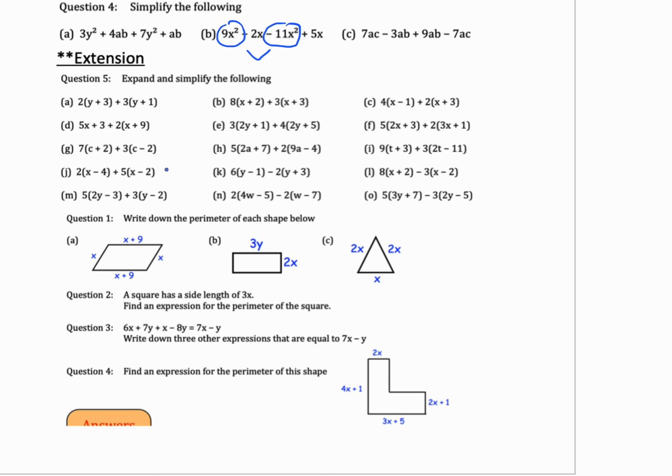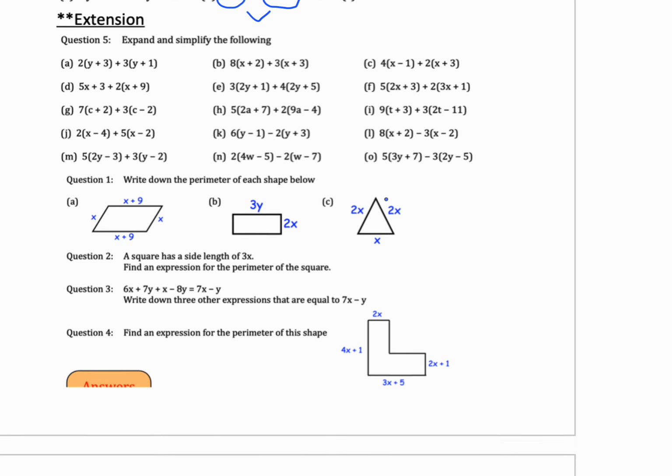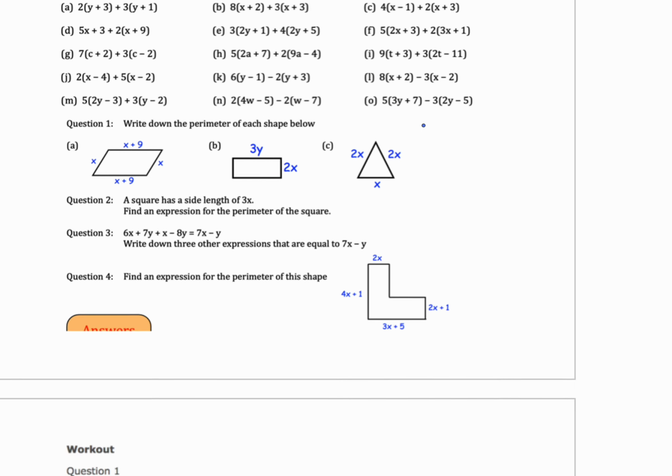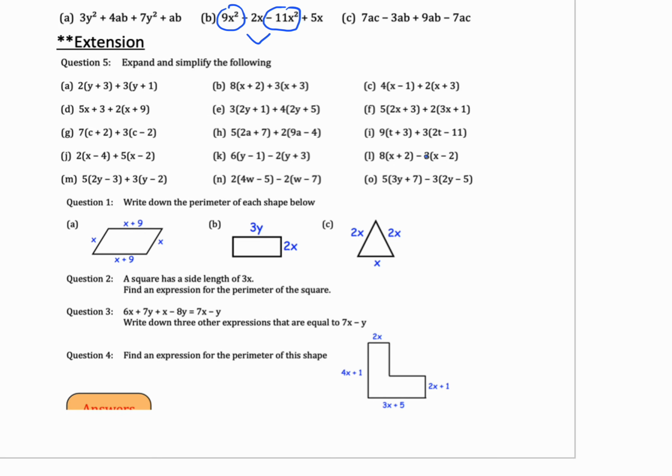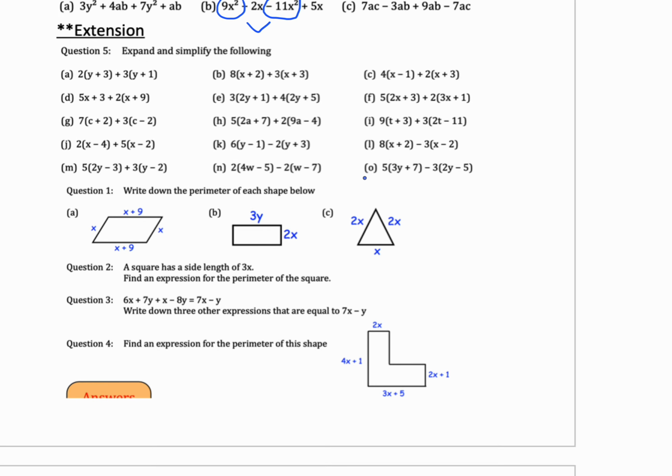Here's some extensions. So these are some harder ones on the bottom, so you can try those if you wish. Or maybe I'll do one as an example, like O. So what you do is 5 times everything in the brackets means you'd have 3y plus 7 plus 3y plus 7 plus 3y plus 7 plus 3y plus 7 plus 3y plus 7. You do it 5 times. So you can do 5 times both these things, right? And you're going to get 15y plus 35.